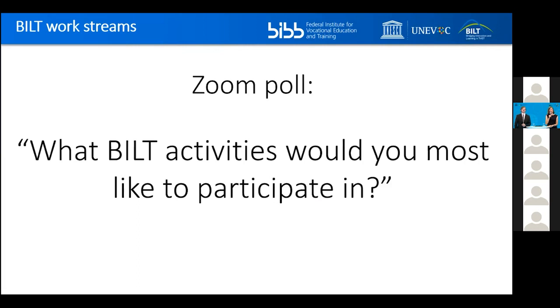So now a Zoom poll should appear on your screen. We invite you to take part in this poll. We give you a little time for this. And please also take the time to think of additional comments and questions. And again, just use the hand raise button if you want to speak, or put your question and comment in the chat.